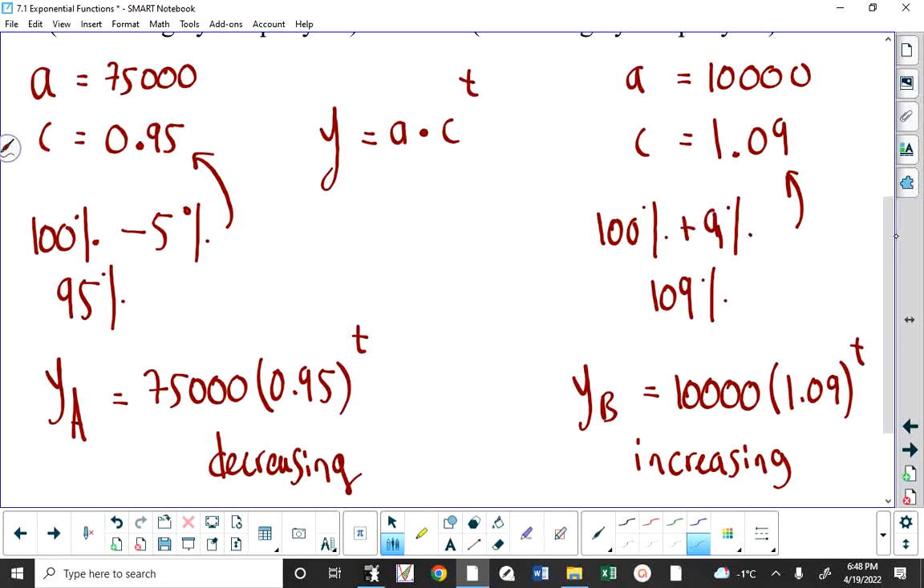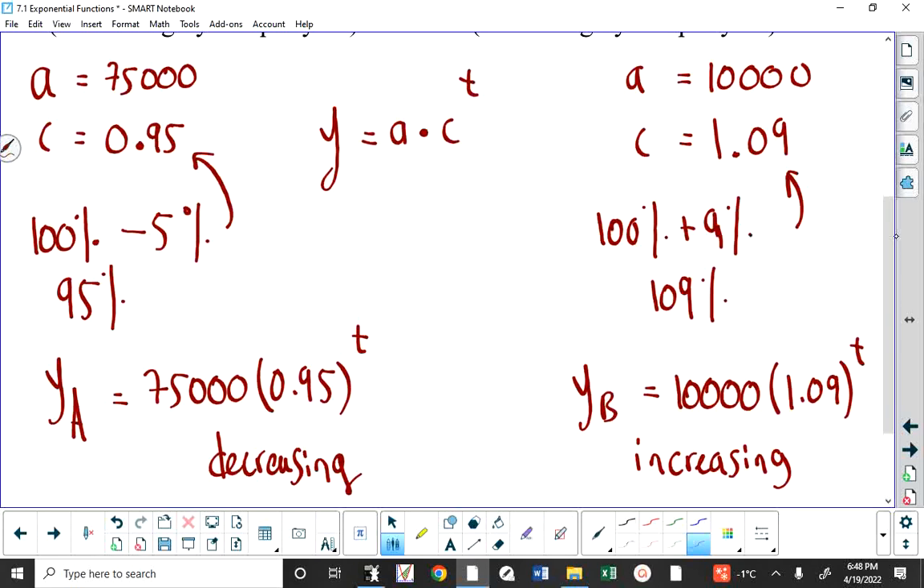One of these is kind of like an exponential decay. The number of people in Allentown is decaying. I'm not saying the people are decaying, I'm saying the population is decaying. The number of people in Brementown is growing, so it's increasing. It's growing, growth.